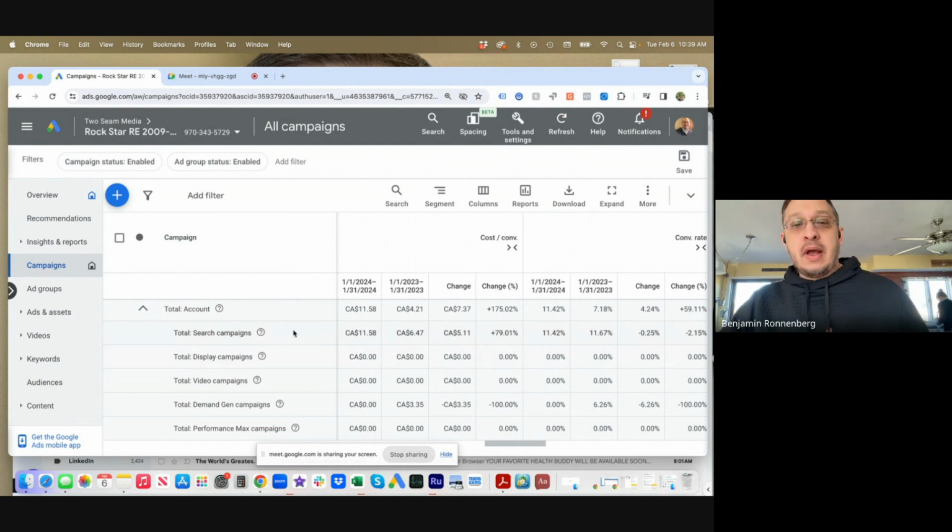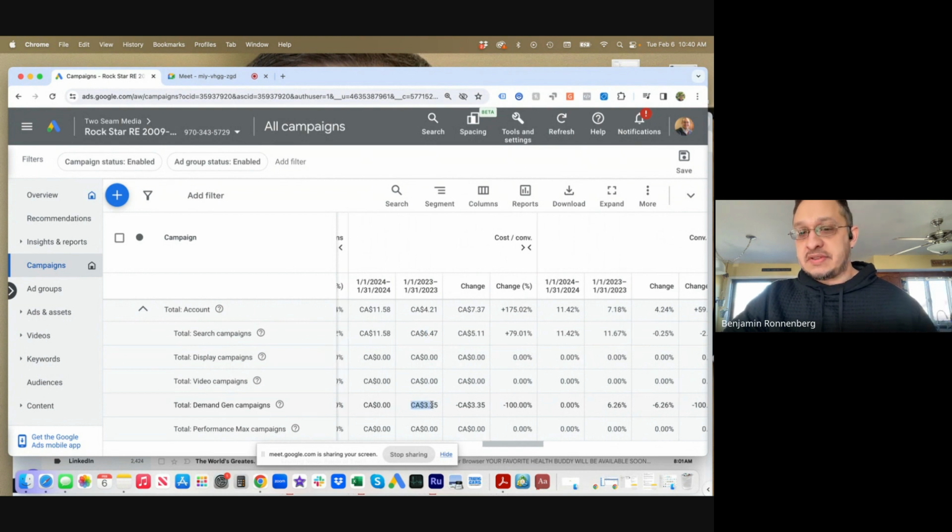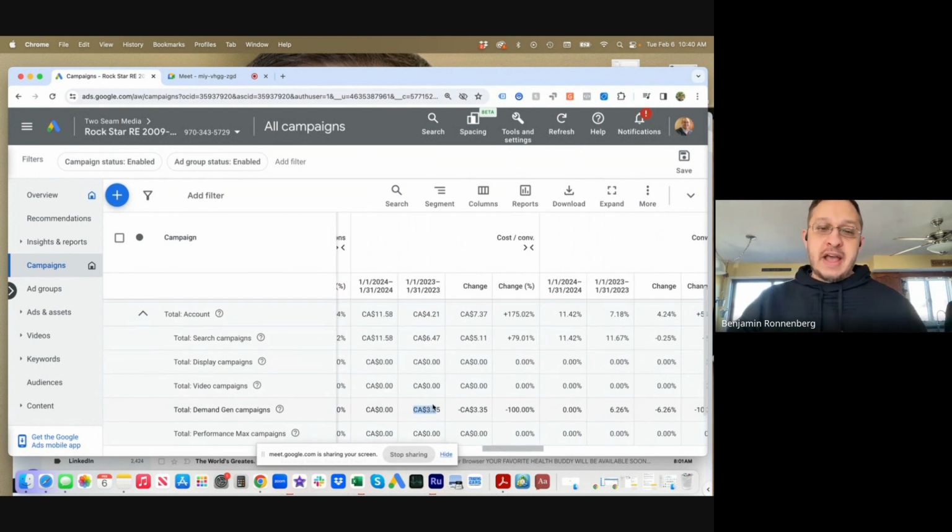All right, cool. Cost per conversion for the account, we were up in cost per conversion in 24. So Jan of 24, we spent $11.50 to get a lead. Jan of 23, we spent $4.21. So that's up 175%, right, almost triple. A lot of the decreased cost per conversion in 23 was definitely coming from the discovery campaign at $3.35 per conversion.